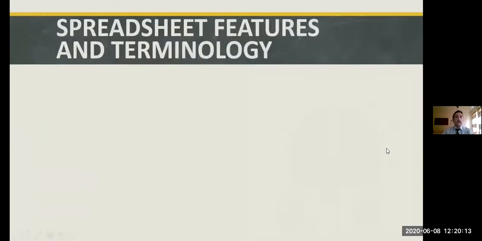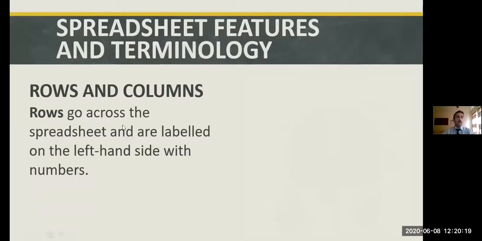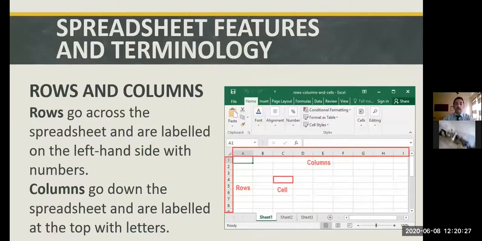Okay, everybody, which features and terminologies do we have? As you know, rows and columns. Rows go across the spreadsheet, and columns go down the spreadsheet. Let's see that here on the picture.